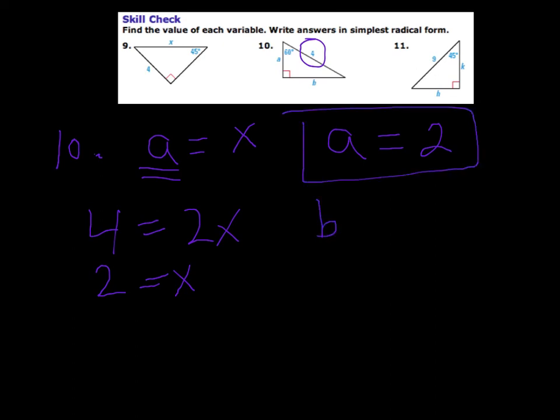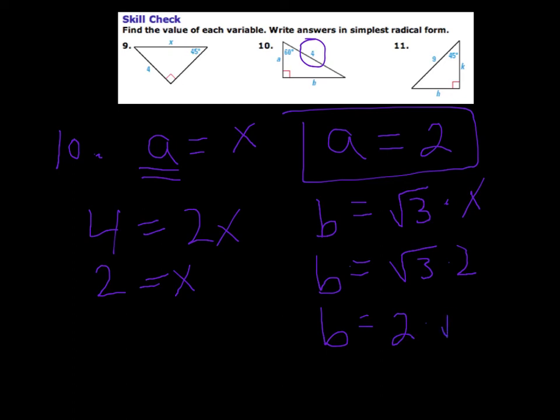Now b in the model is associated with radical 3 times x. And again, I know that the value of x is 2, so b is equal to radical 3 times 2. But as you guessed, we don't like that order. We would prefer to write 2 radical 3, or 2 times radical 3. And we're done.